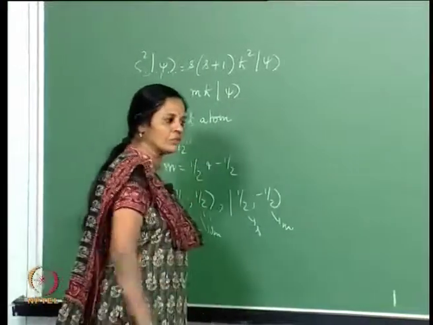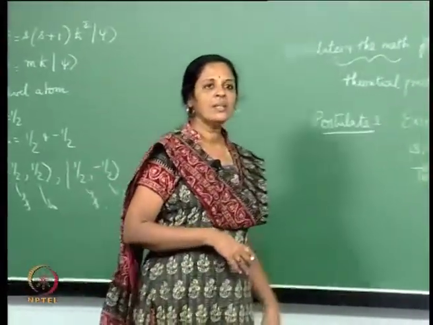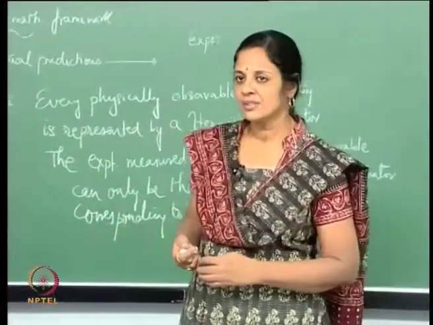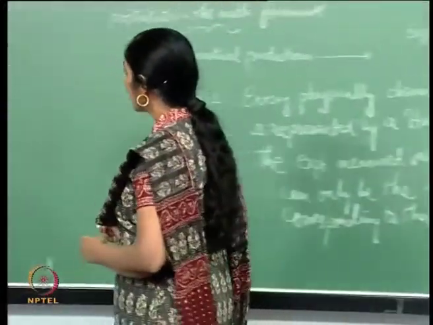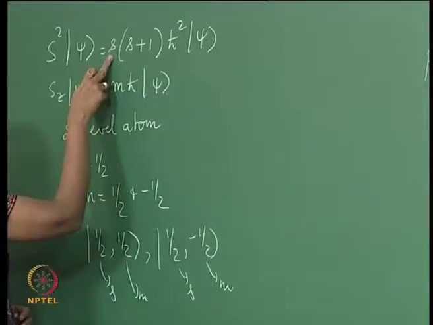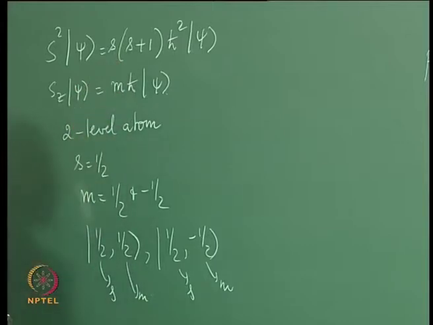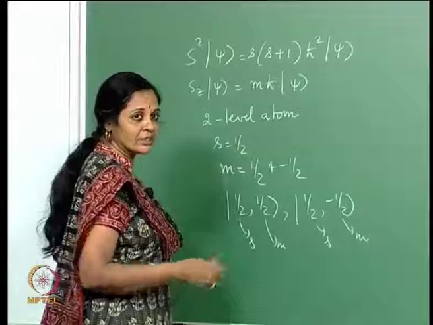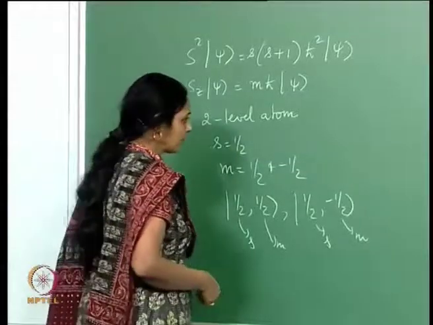It was on the basis of this, you will recall that in passing I mentioned fermions and bosons. Fermions have half integer spin, that means S can take values half, 3/2 and so on, and bosons have integer spin, which means S can take values 0, 1, 2, 3 and so on.